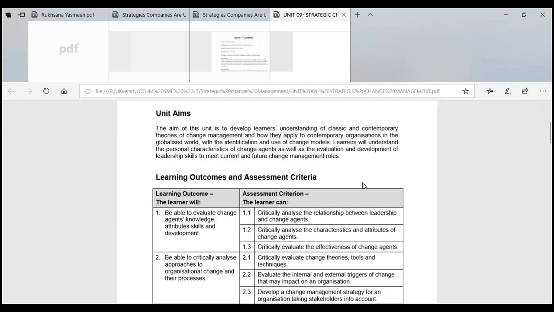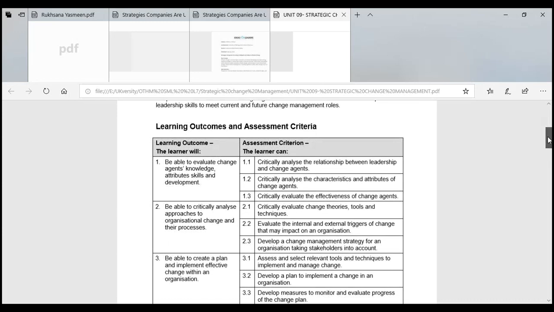During our first lesson, we discussed being able to evaluate change agent knowledge, attributes, skills, and development. So we discussed the skills and abilities required to successfully implement change in our organization. We discussed different models of change as well. Then in the second learning outcome, we discussed different tools, different theories, and the internal and external environment. We need to be aware of all this because it is quite crucial if we really want to implement the change effectively in our organization.